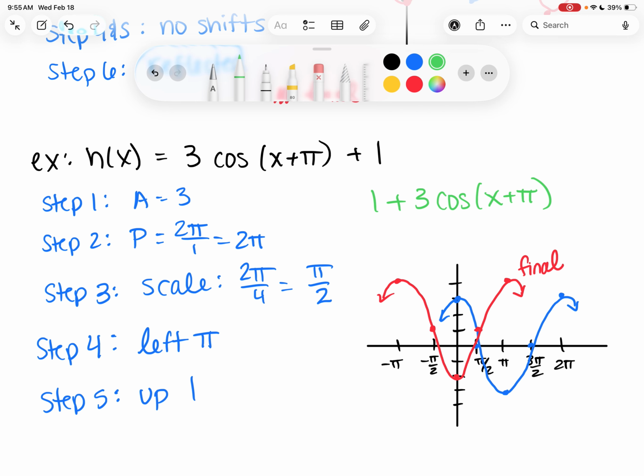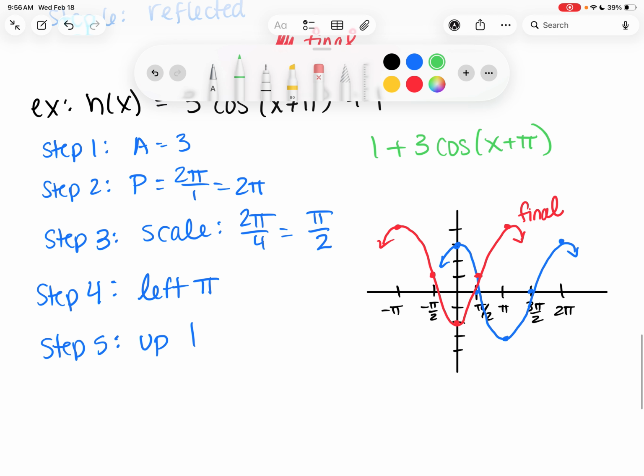A few of them told me that the amplitude was 1. The amplitude is always the number that is touching the trig function. So if it's written like this, the first thing I would do is rewrite it and move the 1 to the end, because a lot of them forgot to shift it up 1 or whatever the number was on theirs because they weren't paying attention to that, and so they did it backwards. So just make sure you watch that.